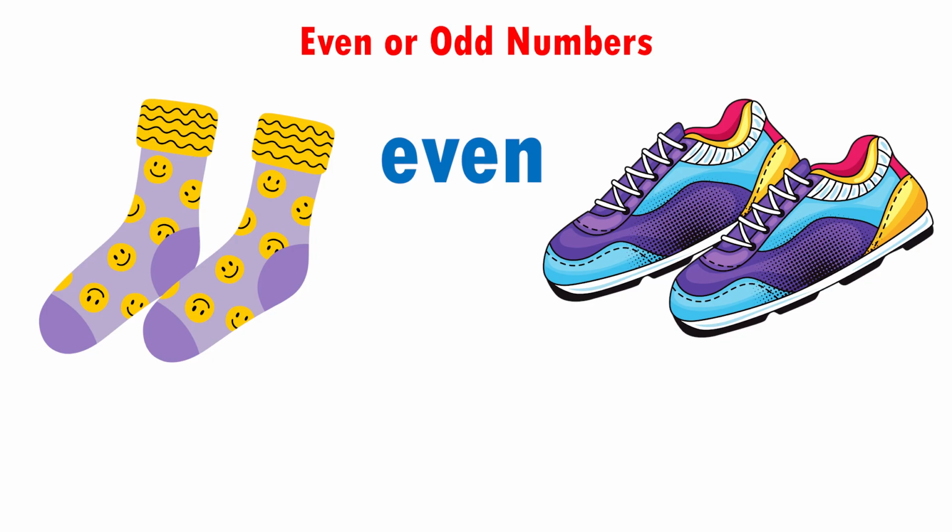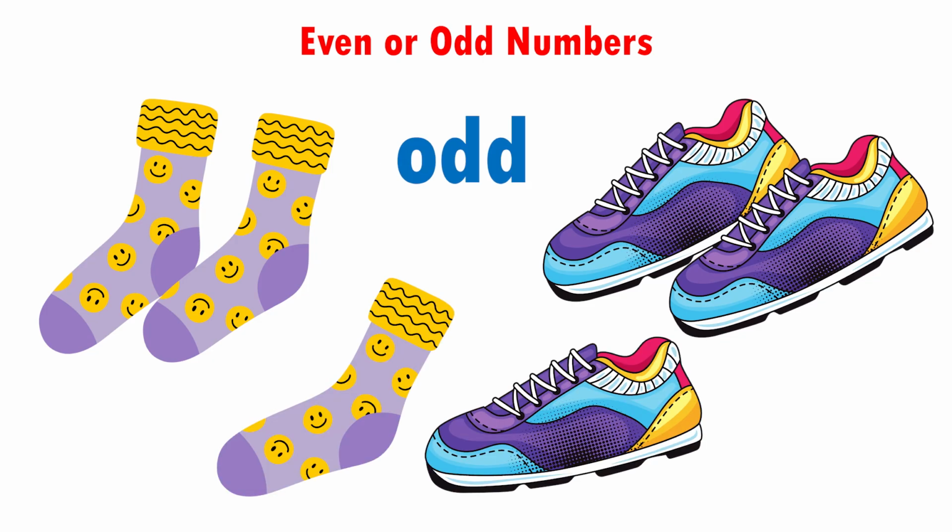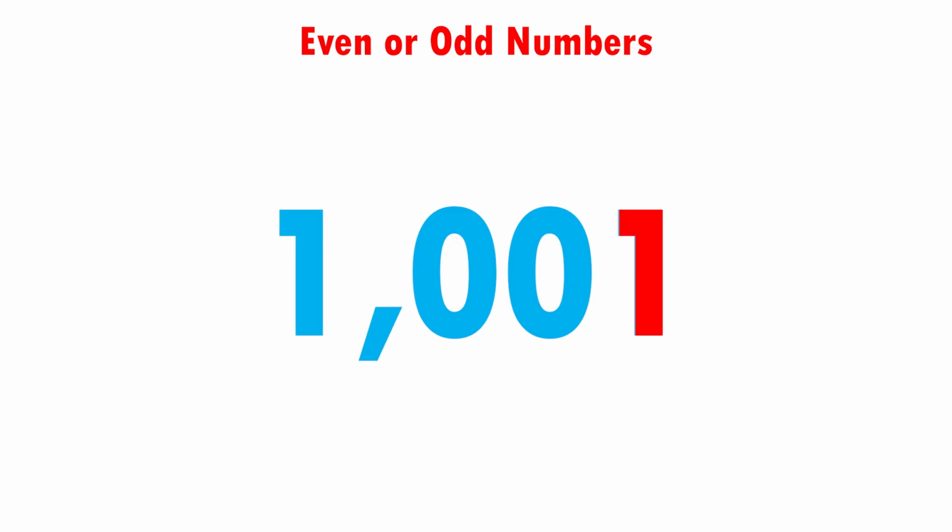Even numbers make perfect pairs. Odd numbers always leave one out. Check the last digit every time.